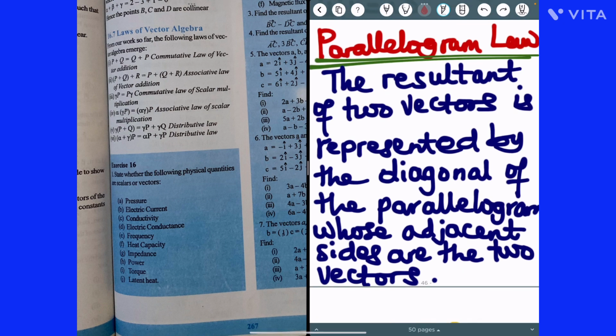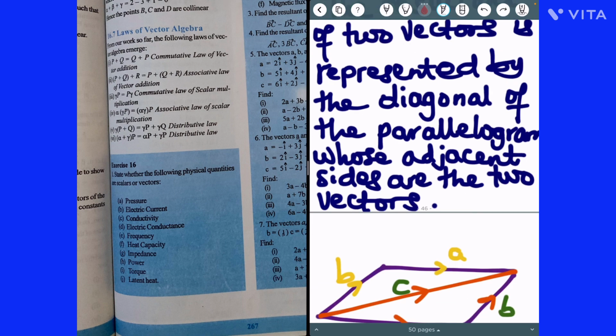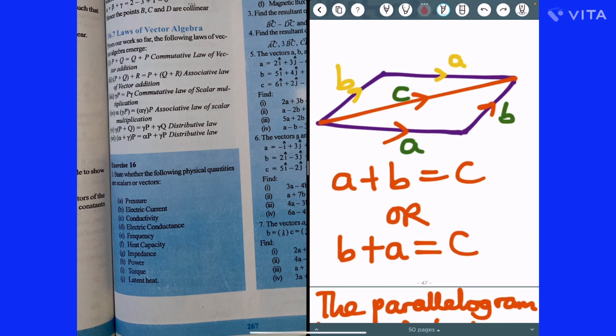Let's go to the next part. So next is the parallelogram law of vectors. This states that if two adjacent sides of a parallelogram represent two vectors in magnitude and direction, the diagonal of that parallelogram represents their resultant in magnitude and direction. The diagonal facing the two vectors represents their resultant in magnitude and direction.